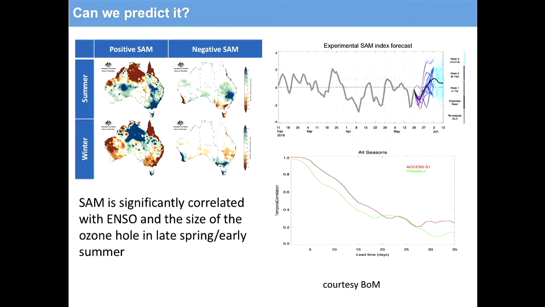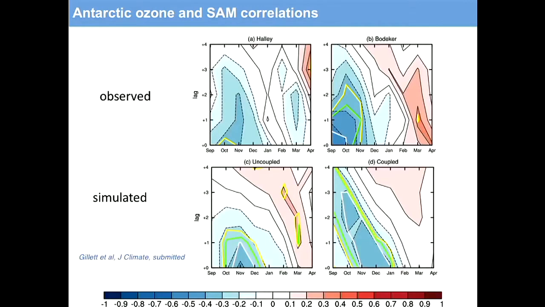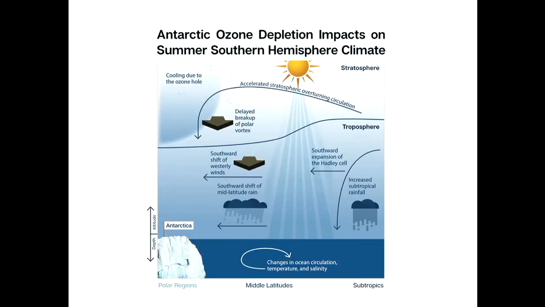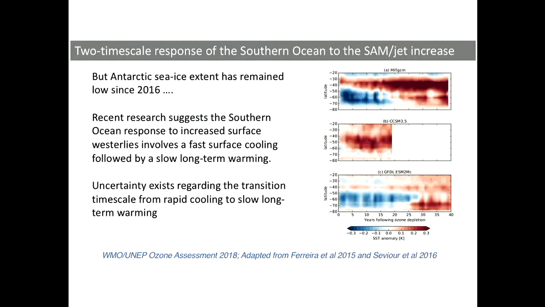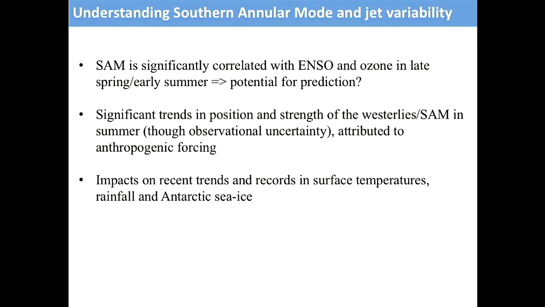And I just wanted to again emphasise that SAM is significantly correlated with ENSO, and Zoe's work has shown potentially, if we can look at the size of the ozone hole in late spring, we could use that to extend the predictions for the SAM a bit longer. So there is some potential in certain seasons to have a longer term prediction of the SAM. And I think I'll end there.